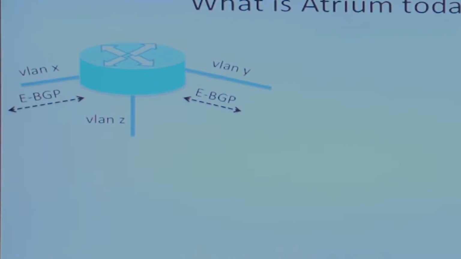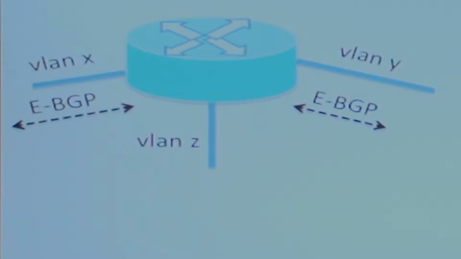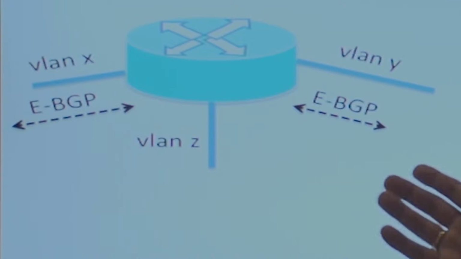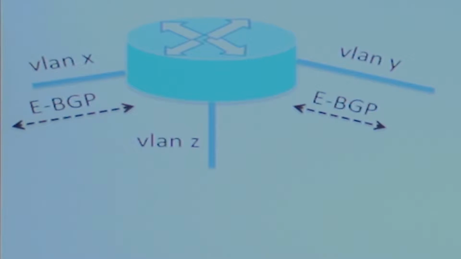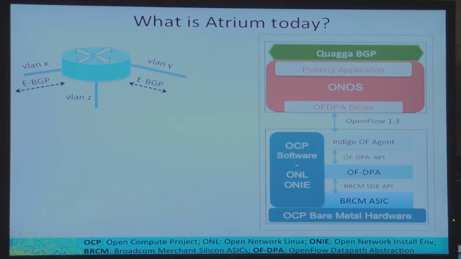So what is Atrium today? Today, it is simply a router. It should look and feel and behave like a regular router that uses eBGP to peer with neighboring routers and switch packets coming in on a VLAN to an outgoing VLAN. But we have done that using this vertically integrated stack that we see over here.